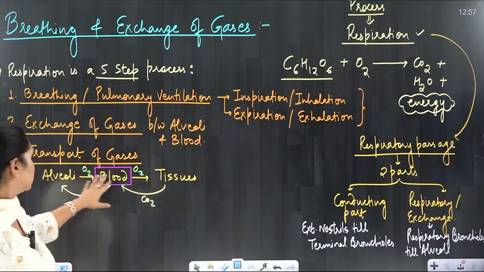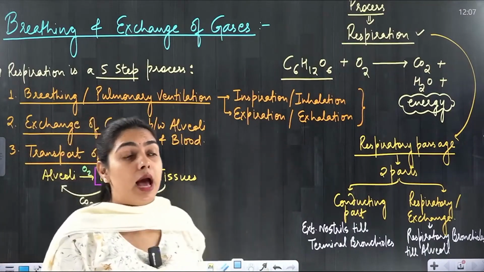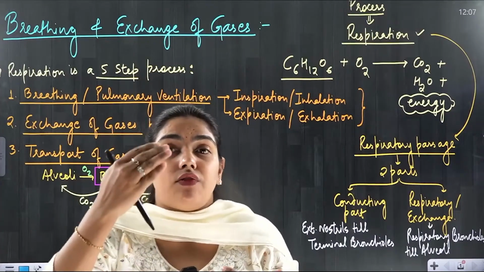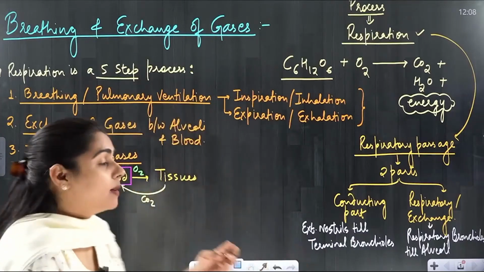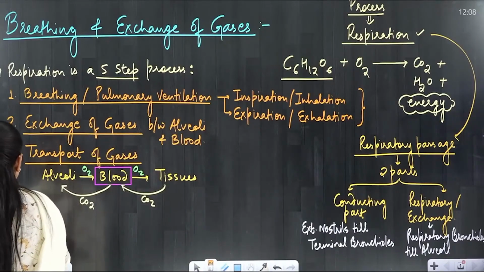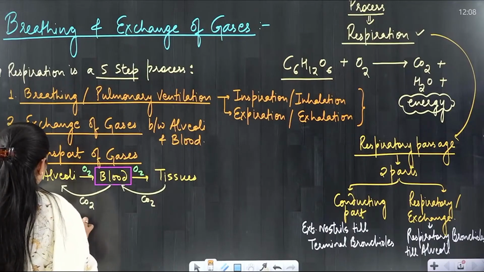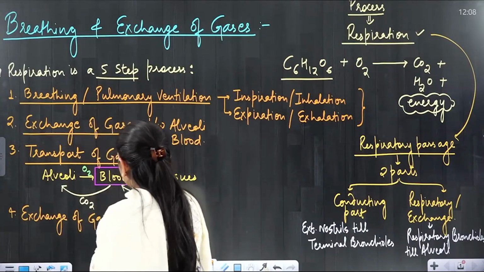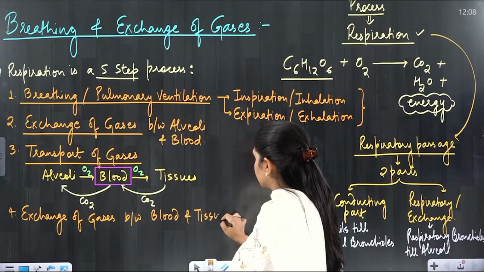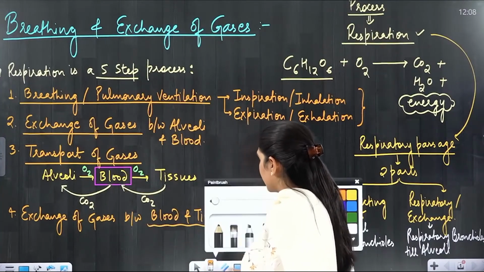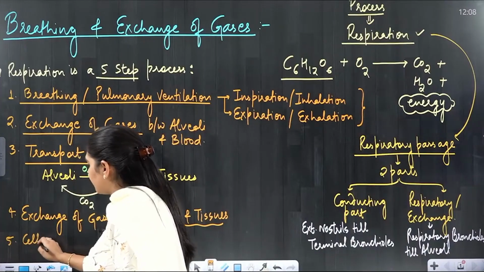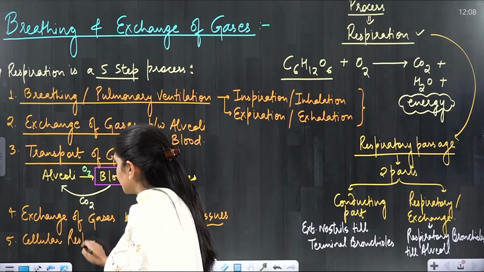Now tissues got the oxygen. Tissues are very happy. When tissues get the oxygen from the blood, exchange of gases will occur. So what can be the fourth step? Fourth step is again exchange of gases, between blood and tissues. And now the tissues will get the oxygen. So what will be the fifth step? Fifth step will be cellular respiration.